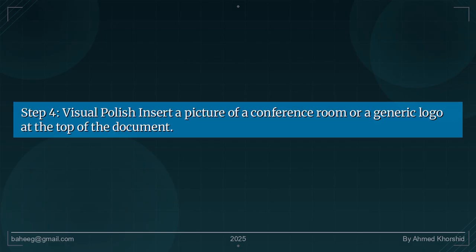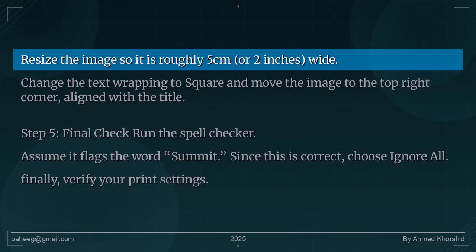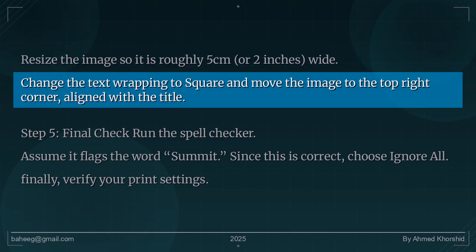Step 4. Visual Polish. Insert a picture of a conference room or a generic logo at the top of the document. Resize the image so it is roughly 5 centimeters, or 2 inches, wide. Change the text wrapping to square and move the image to the top right corner, aligned with the title.